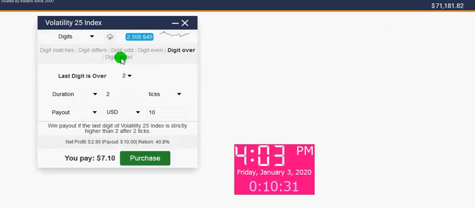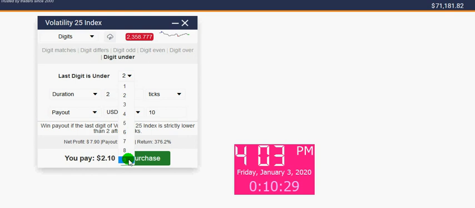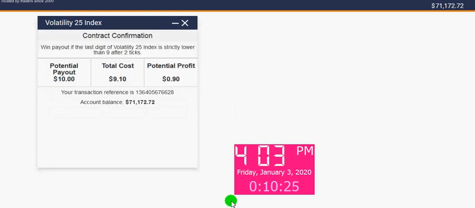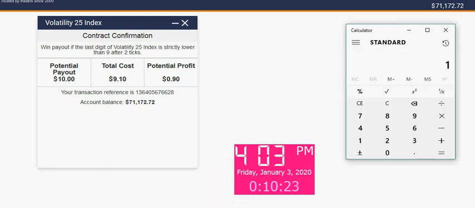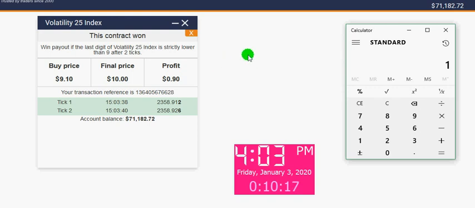So the second trade, we change this to digits under, then we'll choose 9. The tick remains the same. We click on purchase again. I'm not staking high right here, so our profit may be a bit low, but the strategy is 100% guaranteed. So that's the second trade.